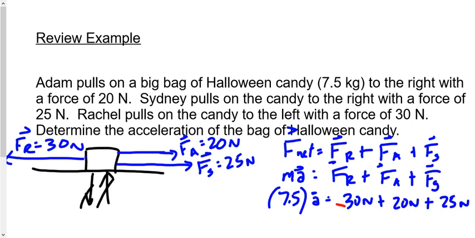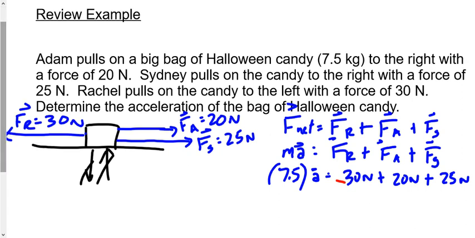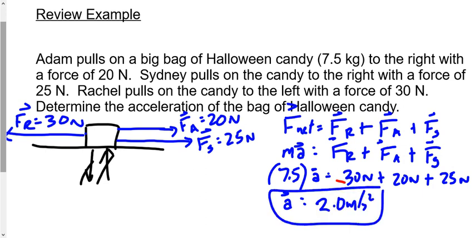So we add these up now. 20 plus 25 is 45. Subtract 30 is 15. We got 15 on the right side divided by 7.5. Gives me an acceleration of 2.0 meters per second squared. How many people got that? If you got that, you should probably be fine for tomorrow's quiz.